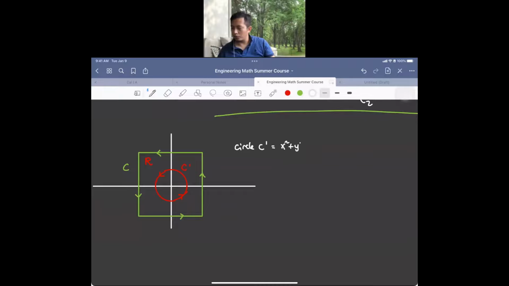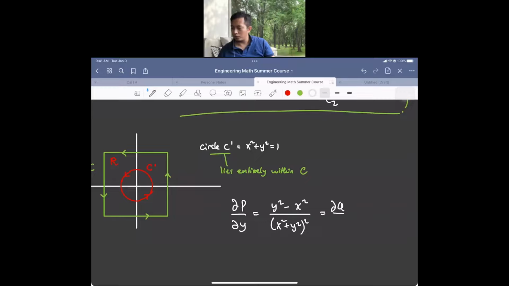Let's say we have x squared plus y squared equal one, the circle that lies entirely within C. So the circle is inside C, and we know that our partial of Q and the partial of P are equal to this value, right? This is also the same as the partial x of Q.